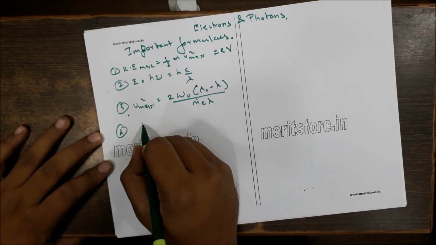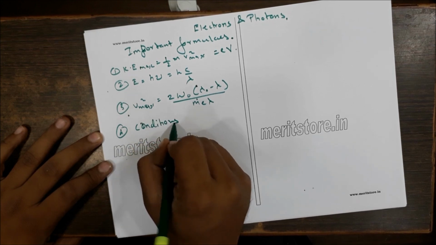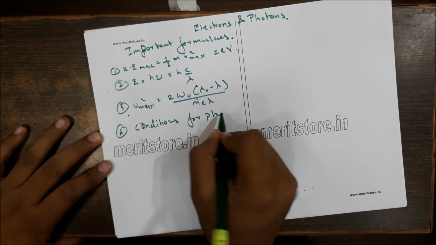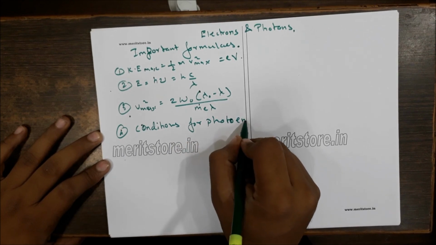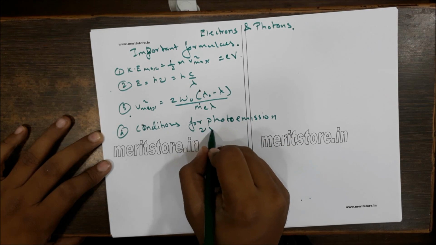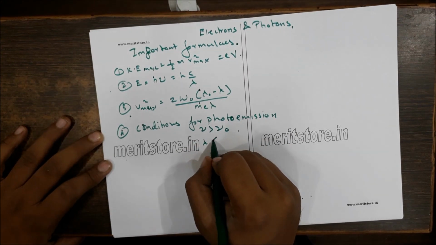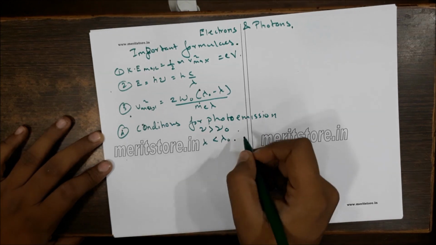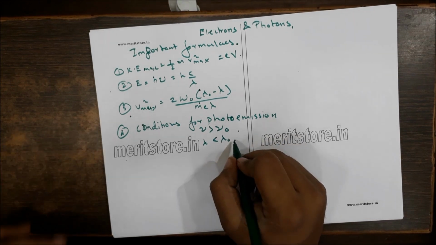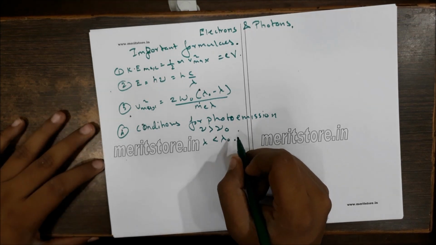Conditions for photo emission. Nu should be greater than nu naught and lambda should be less than lambda naught. Now these are the threshold frequency and threshold wavelength.